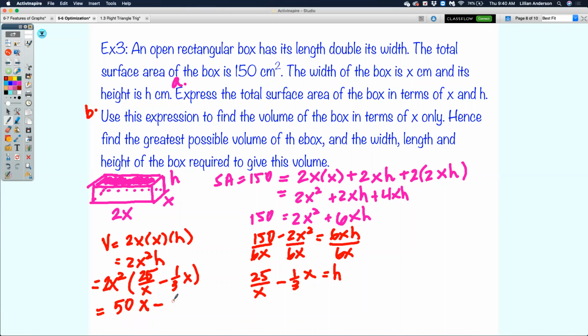Negative 2 over 3x cubed. Very good. So then that would be my expression for volume in terms of x only. Now it says, hence, find the greatest possible volume of the box. And then we'll do the width, length, and height in the last part.